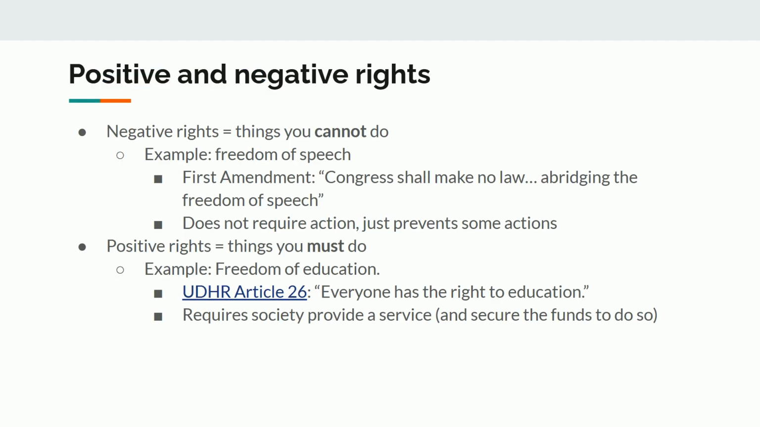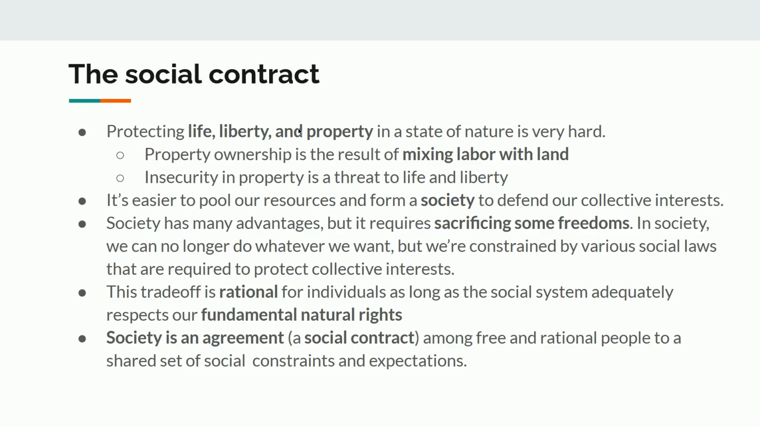Oh, I guess I didn't mention this earlier. I need to go back. One of the things for Locke, what ownership amounts to is a process of mixing your labor with the land. So Locke thinks that you own land when you work the land.